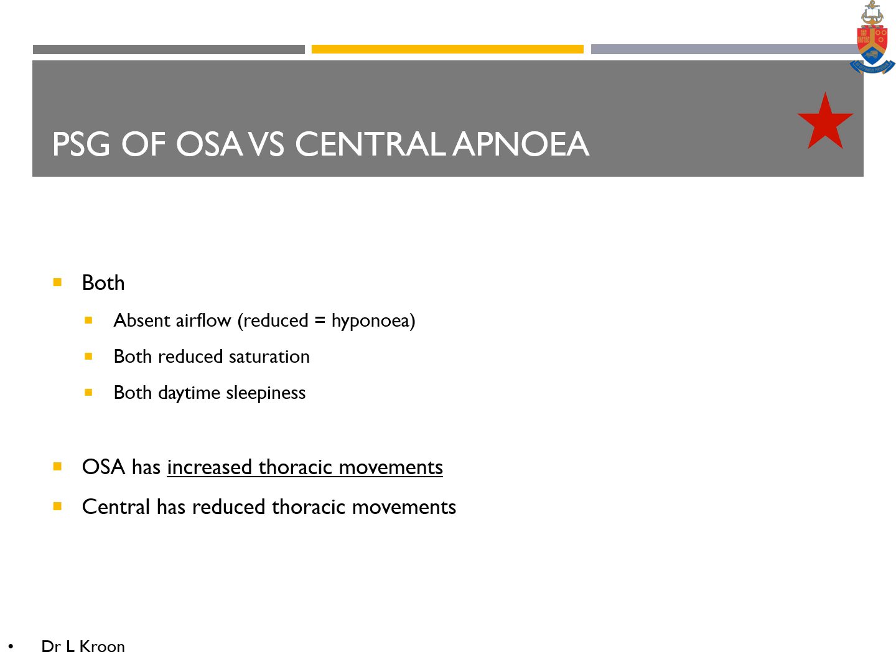Both of them will have reduced saturation levels during these apneic episodes at times. Both of them can have daytime sleepiness. However, the difference on the polysomnogram could be that obstructive sleep apnea has an increase in thoracic movements, as opposed to central sleep apnea, where there's a reduction in thoracic movements or no thoracic movements occurring at all.